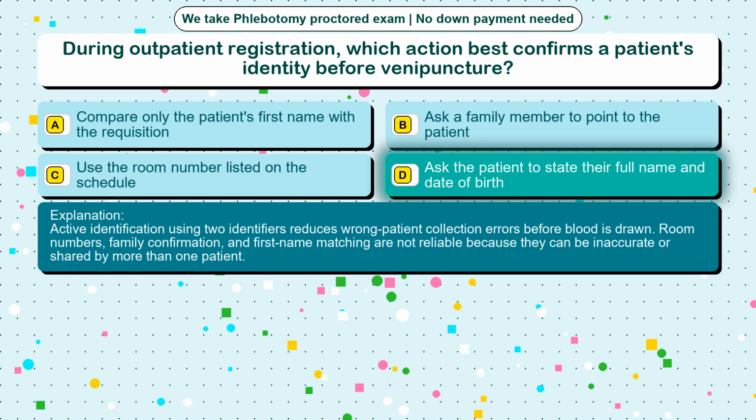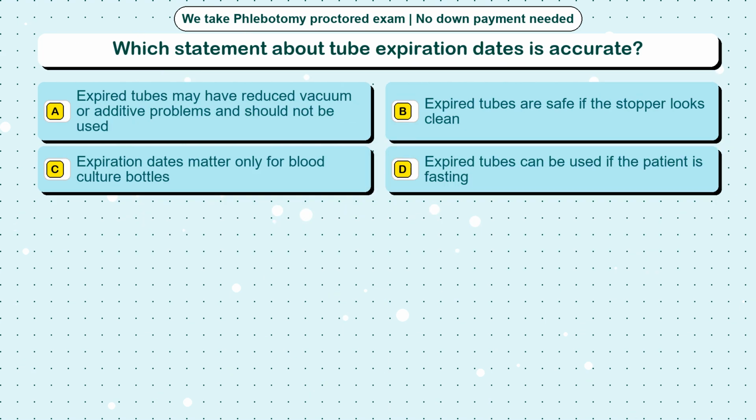than one patient. Question 87. Which statement about tube expiration dates is accurate? Option A. Expired tubes may have reduced vacuum or additive problems and should not be used. Option B. Expired tubes are safe if the stopper looks clean. Option C. Expiration dates matter only for blood culture bottles. Option D. Expired tubes can be used if the patient is fasting.